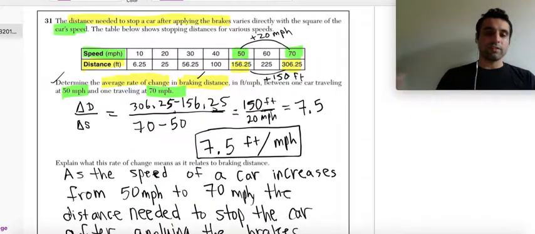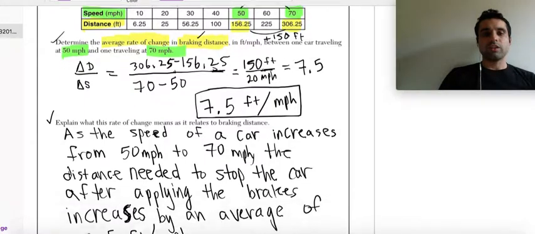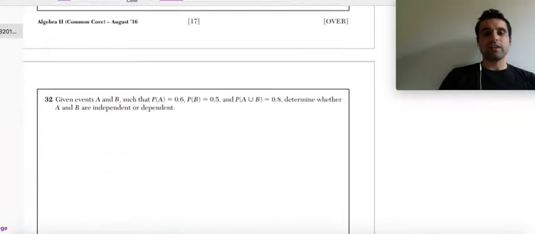So since I'm in the habit now of checking things off as I complete it, let's check it off here too. We explained what it meant, the rate of change as it related to braking distance. And we're done with 31. Let's go on to the last one in this set, 32.